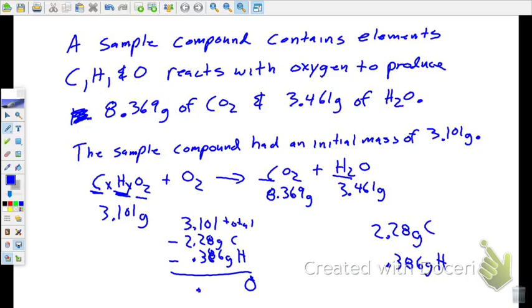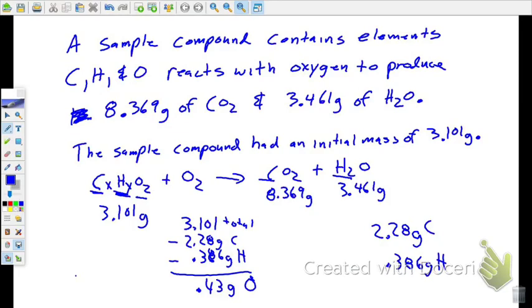0.43 grams, right? Any questions on that? So all three of those added up, 0.43, 0.386, and then 2.28 grams, it adds up to the 3.101 total. So guess what you can do now?